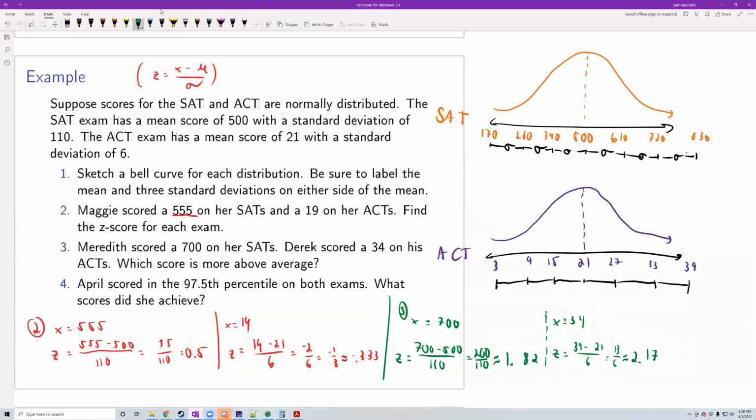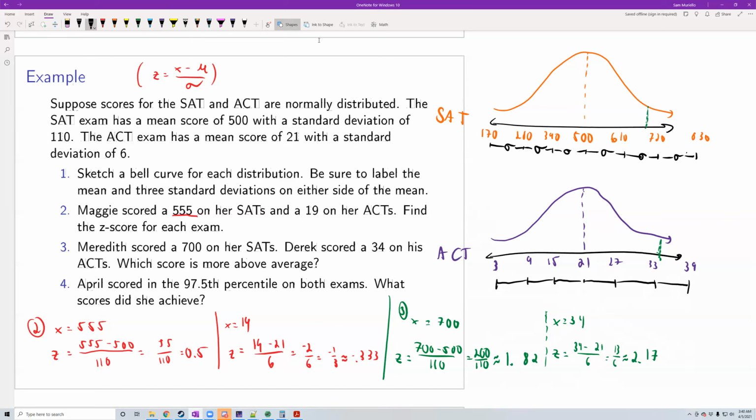Derek's score is more above average on the ACTs than Meredith's score was on the SATs, because he had a larger z-score than she did, which meant that his exam fell around here on this graph, whereas her exam fell around here on this graph. Again, we're comparing different exams, so it's hard to make a direct comparison, but his score was more above average for that exam than her score was for her exam.